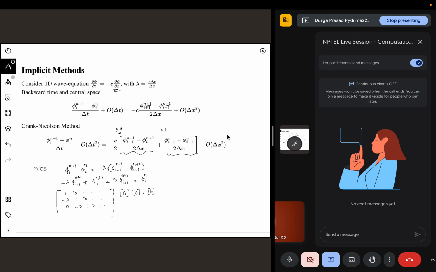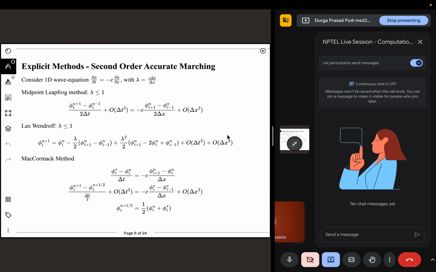So this is second order in time and second order in space. This is the one that we usually use for most solvers. Similarly, for explicit, we also have second order methods. The first one is the midpoint leapfrog method. Just like in forward space or central space, where we use i plus 1, i minus 1 by 2 delta x, we do the similar thing in time: phi n plus 1 minus phi n minus 1 by 2 delta t. Then it becomes second order in time.